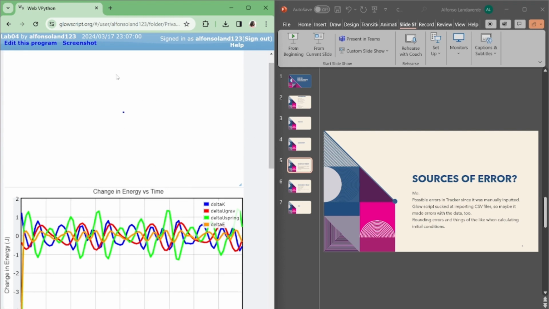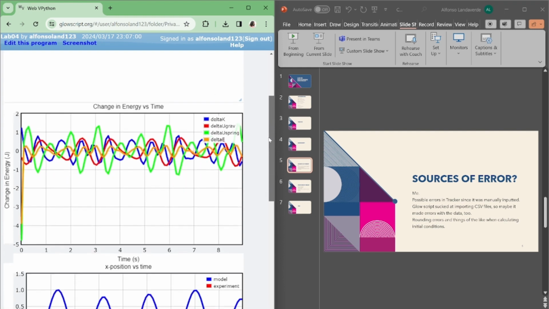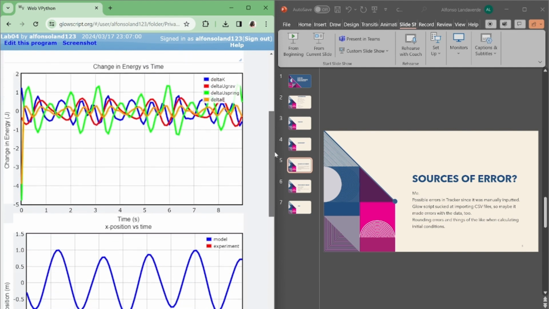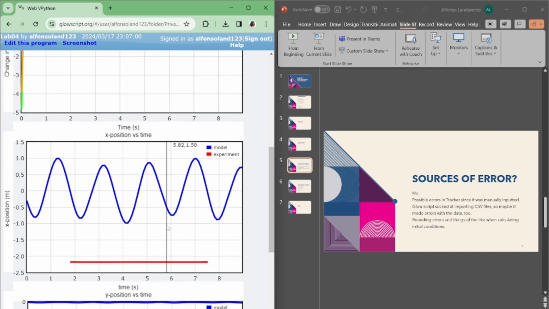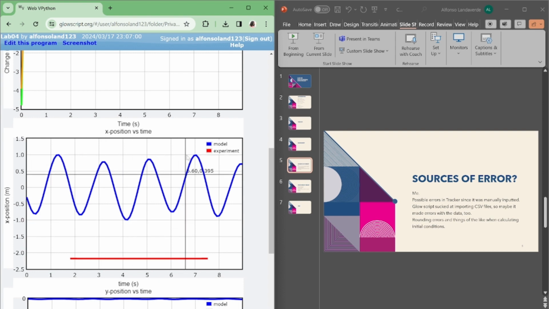But yeah, now we can look at our GlowScript code. So it does its little drawing, but I'm pretty sure mine cuts out for some reason. I don't quite understand why. But so we have our change in energy versus time graph, which oscillates like a mess around 0. And then we have the position and time graph. It shows its model kind of oscillates, but it doesn't oscillate perfectly at all. And then our experimental for some reason doesn't oscillate, and I don't quite get why.